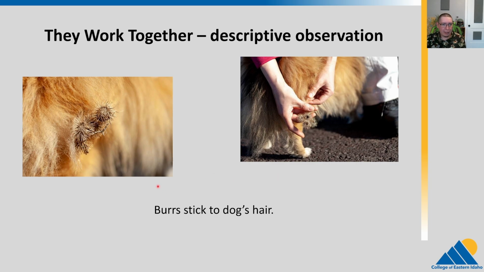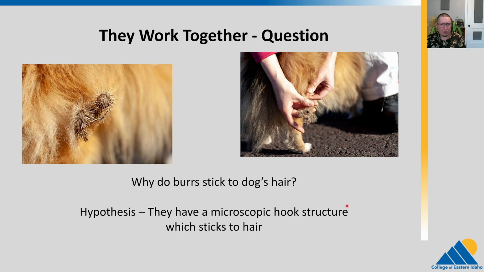Well, let's take the example of seed burrs. I'm sure if you've ever gone hiking, you've gotten these on you. They get on your socks, they get on your pants, right? They're little seeds that stick to you. I'm not going to get into the history of this too much, but the book does talk a lot about this example and the scientists involved in it. But we have this observation, right, that burrs stick to a dog's fur. And we might want to know, why do they do that? So the hypothesis is that they have microscopic hook structures which stick to the hair, right?